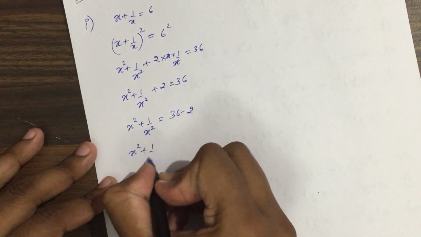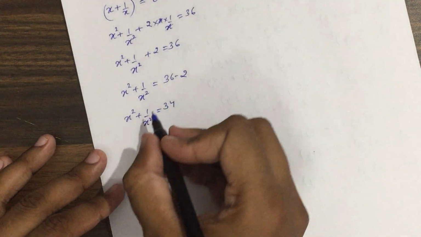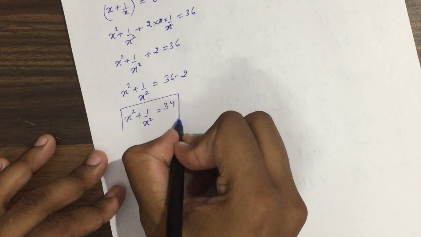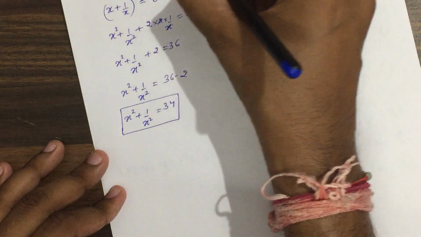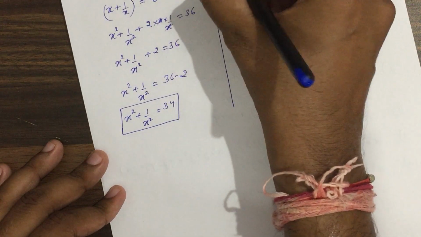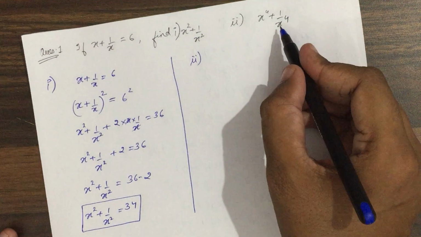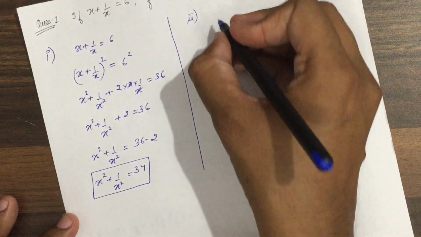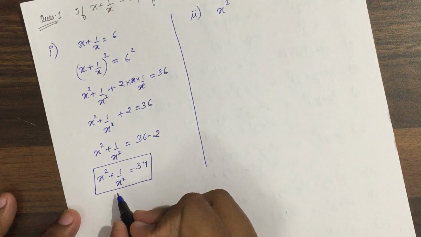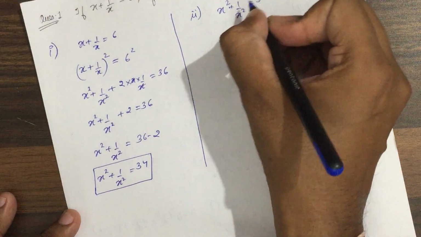So x square plus 1 upon x square will give you 34. Okay. This completes your first part. Now come to second part. What you have to find? You have to find the value of x to the power 4 plus 1 upon x to the power 4. Now you already know that from this part x square plus 1 upon x square equal to 34.